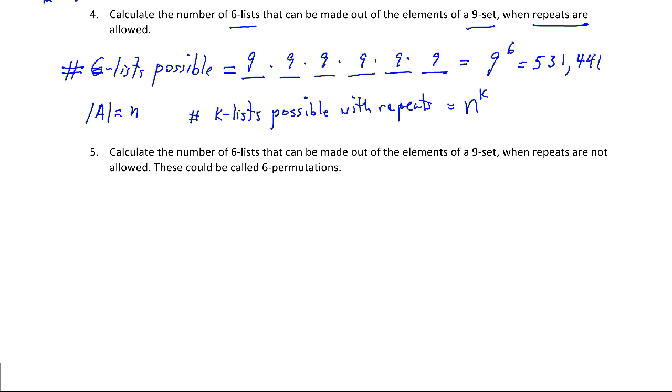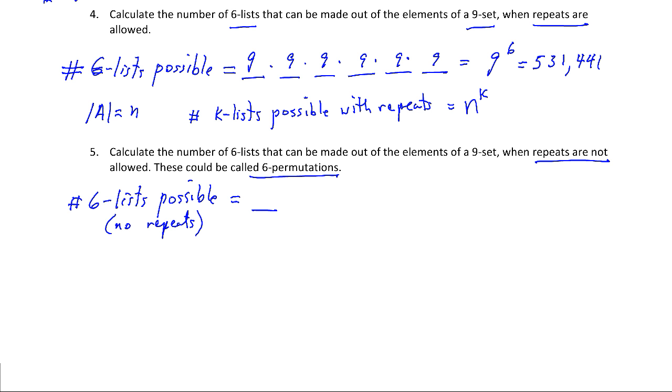Okay, so the next problem is essentially the same thing, except here repeats are not allowed. And the number of 6 lists possible with no repeats is called a 6-element permutation, or a 6 permutation of the 9 set. And if you use the counting principle, we'll build our 6 list in 6 steps again. But this time we have 9 choices for the first one, but only 8 for the second one because we've used one and we're not allowed to repeat it.